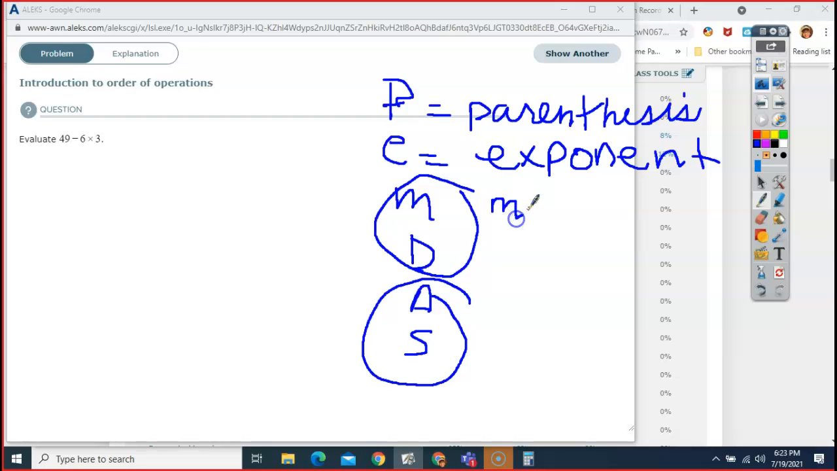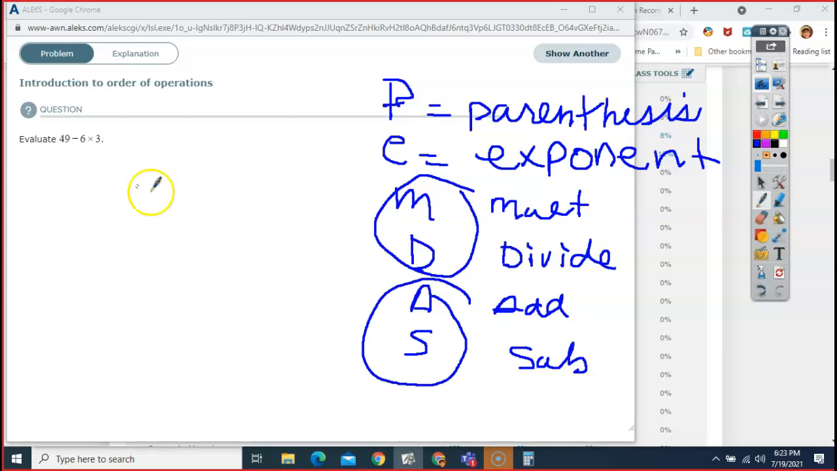Now, what I like to say is multiplication and division go together, and addition and subtraction. So this is multiply. This is divide. And this is add and subtract. All right, so this is the way that you handle the thing. Multiplication and division come first, and the last thing you're going to do is add or subtract. Since this is just an introduction, I think it's only going to have these down here.